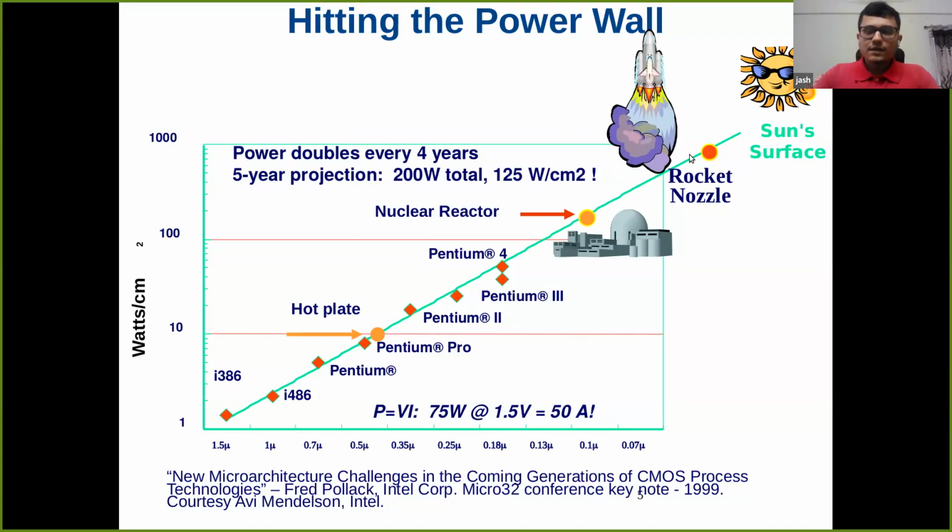So yeah, this is the power wall problem. The crux is that we are just increasing the clock frequency, and due to that, the amount of heat dissipated is more and more, and because of this we are hitting the power wall problem. So we can't increase the clock frequency beyond a certain level. I hope this is clear. Any questions up till now?